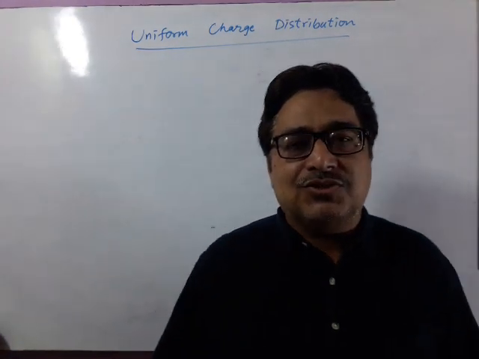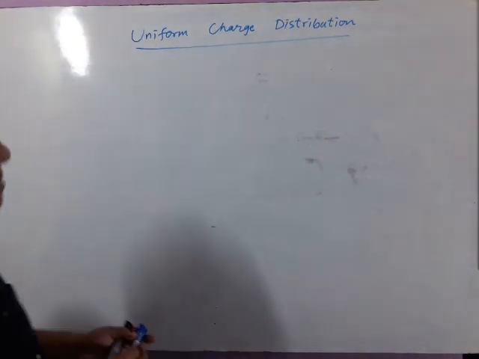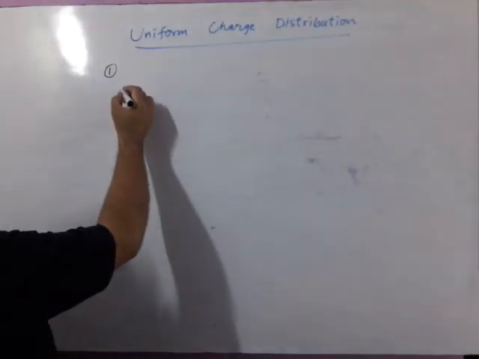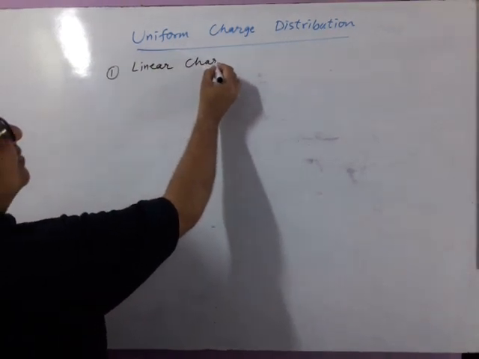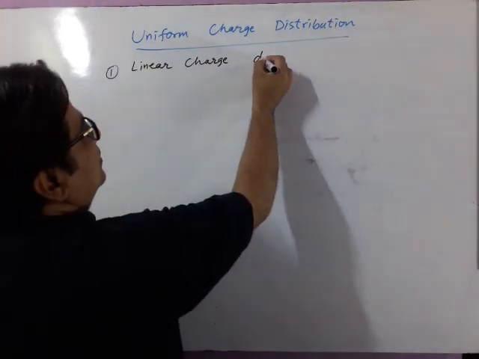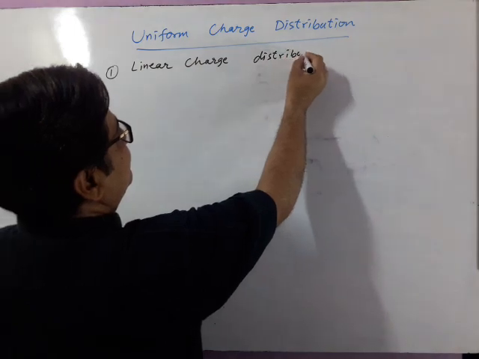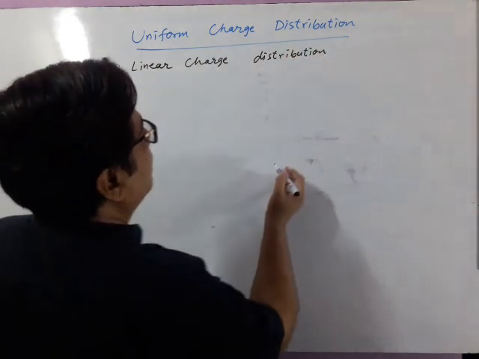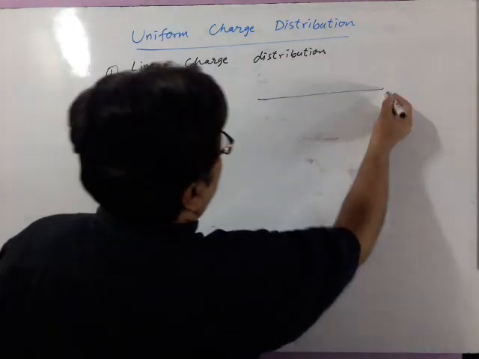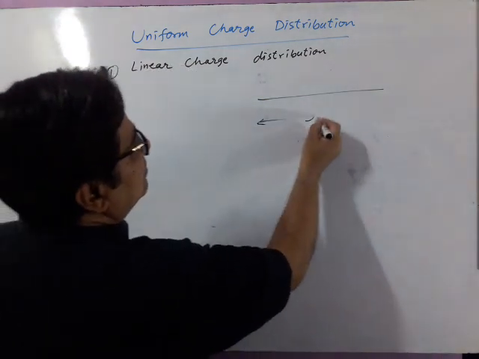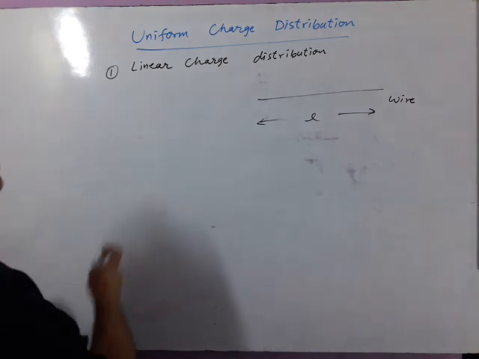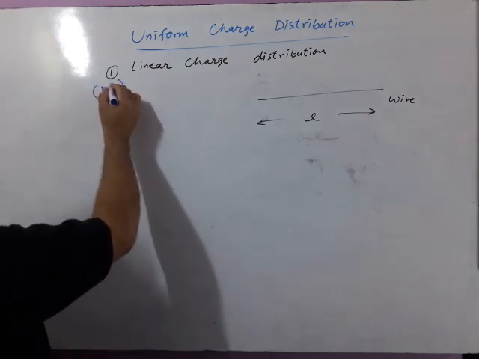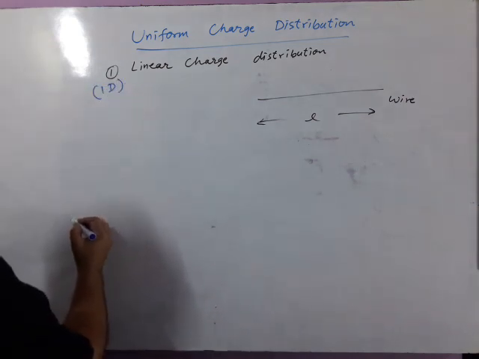Uniform charge distribution. First, linear charge distribution. See, this is a wire of length L. This is called one-dimensional charge distribution, 1D.